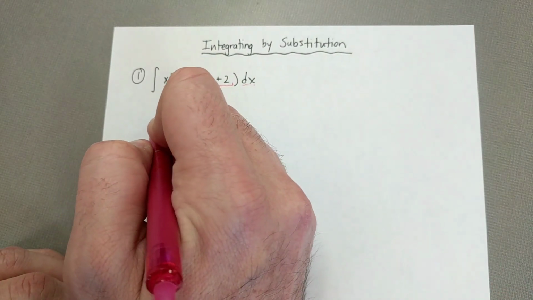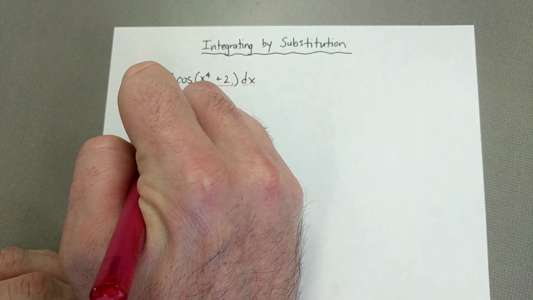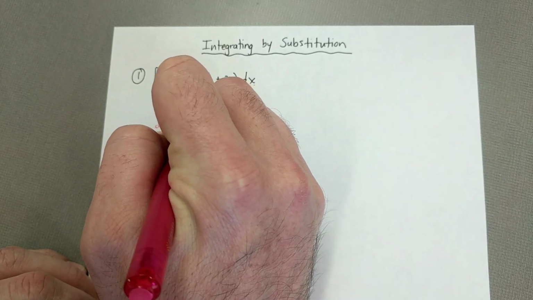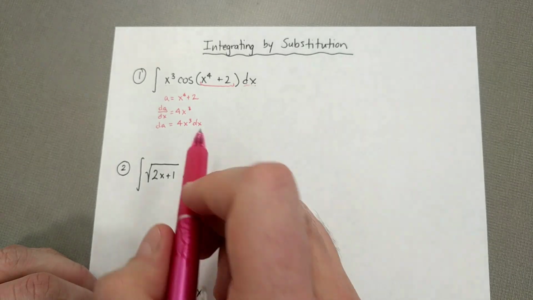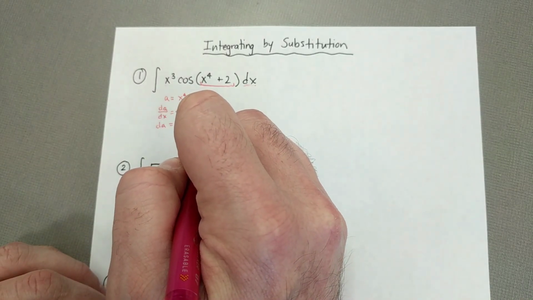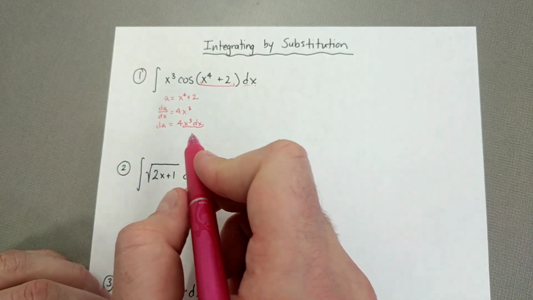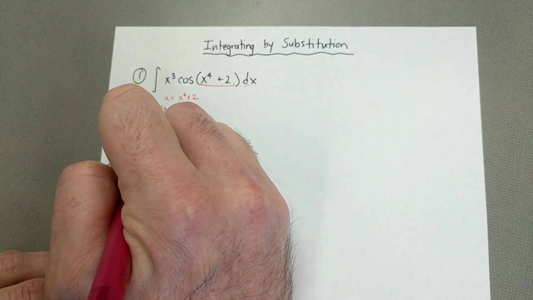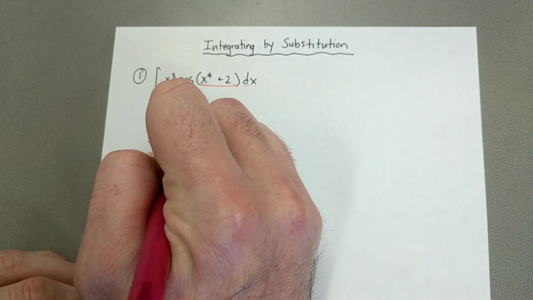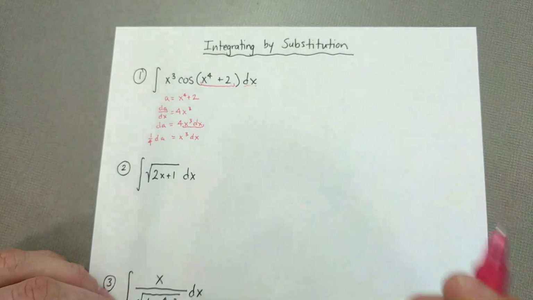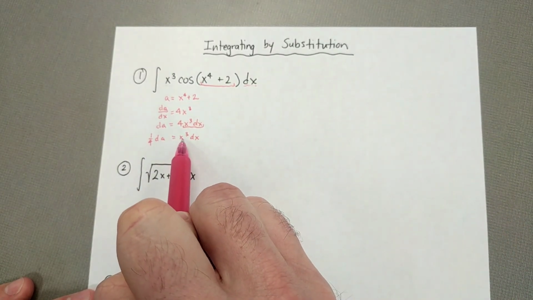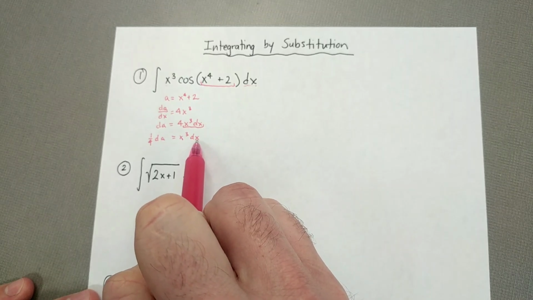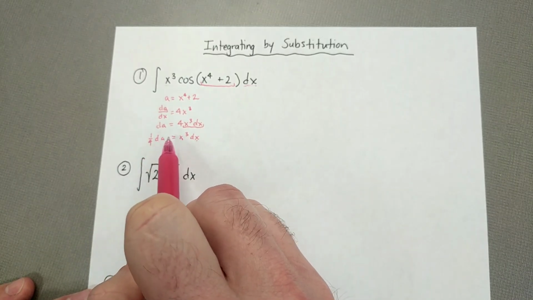The first thing I'll do is multiply both sides by dx. So we get 4x cubed dx, and this part right here is what I want to isolate. So now I'll multiply both sides by 1/4. And so now I have something I can substitute: x cubed dx can be replaced with 1/4 dA.